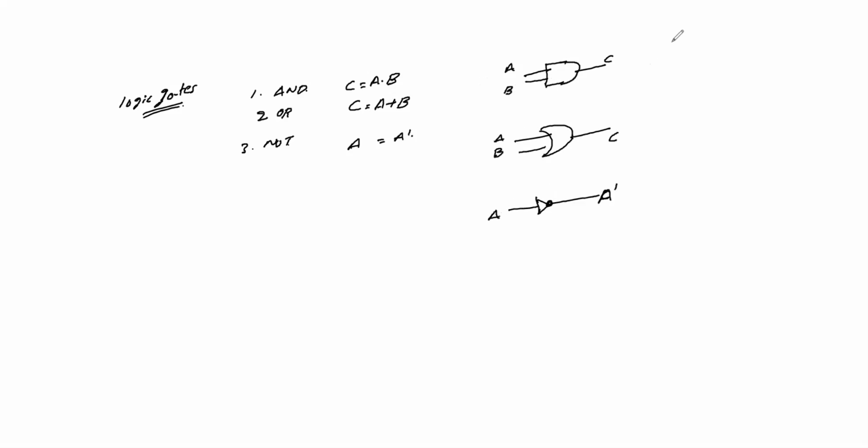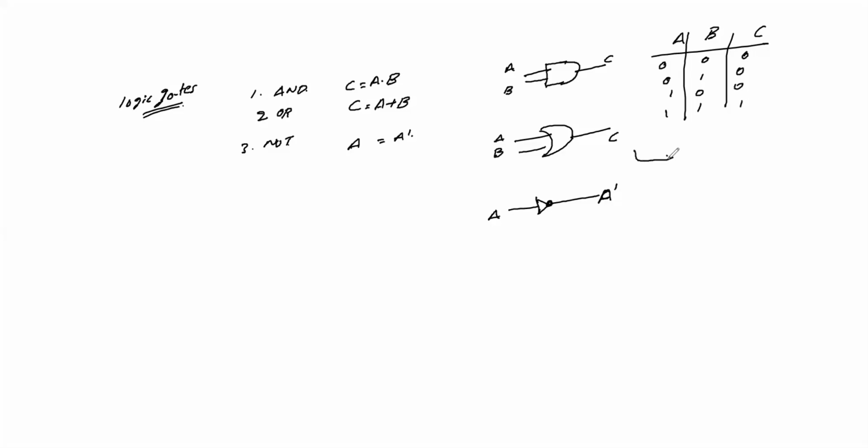The truth table is like this: A, B and C. When you're writing the truth table, remember it should start like 0, 0, 0, 1, 1, 0 and 1. Please try to write it like this. For the AND gate, it is A dot B, so both should be true, then only the output will be true. So it is 0, 0, 0 and 1.